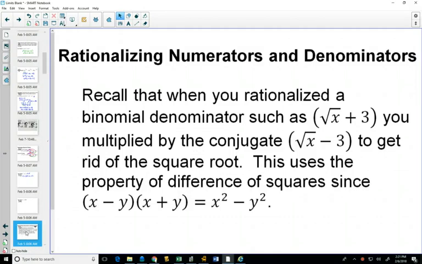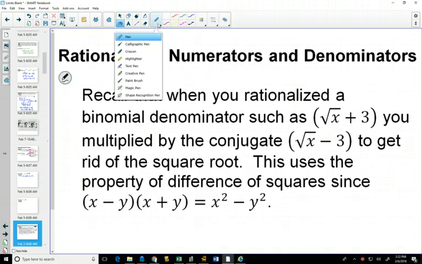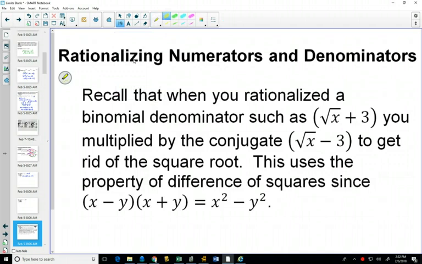In grade 11, you had to rationalize the denominators whenever you had a square root in the bottom. And you might remember sometimes having a binomial in the bottom, such as square root of x plus 3. And we have this word, I'll highlight it here, it's a good definition. The conjugate. And the conjugate is just the same binomial with a different sign in the middle.